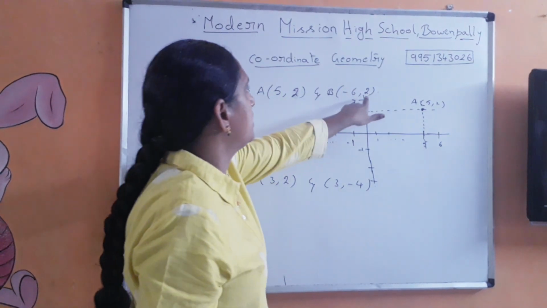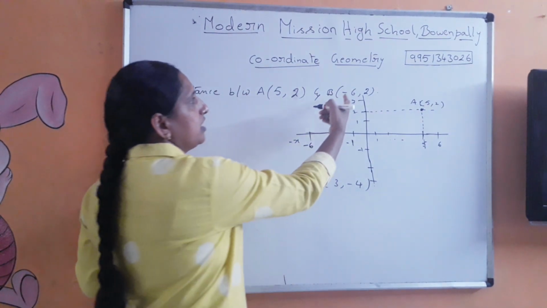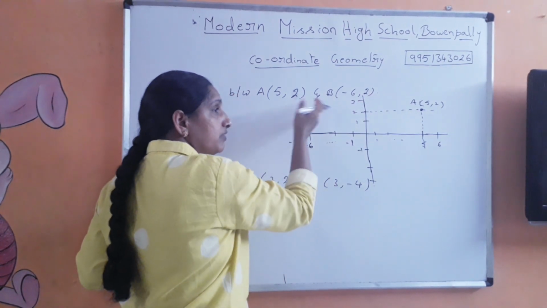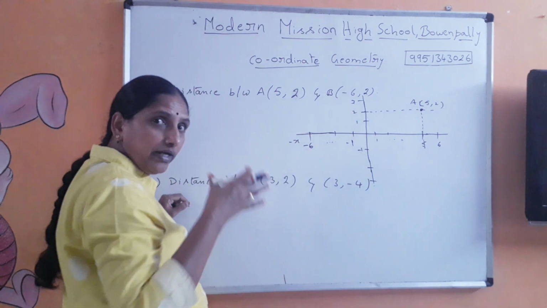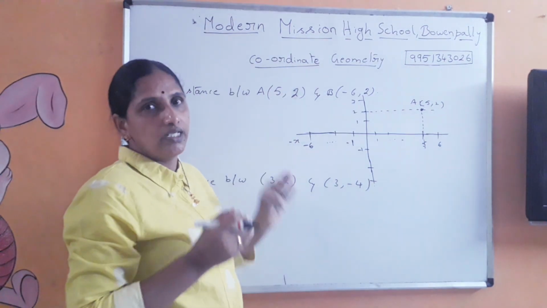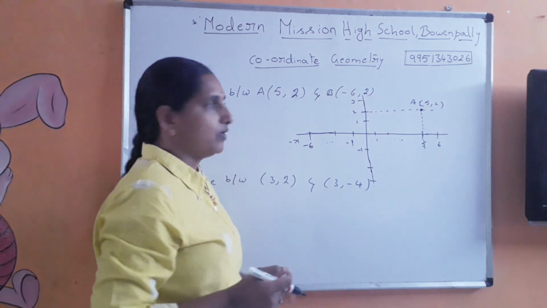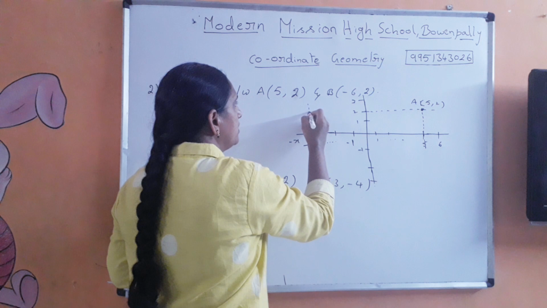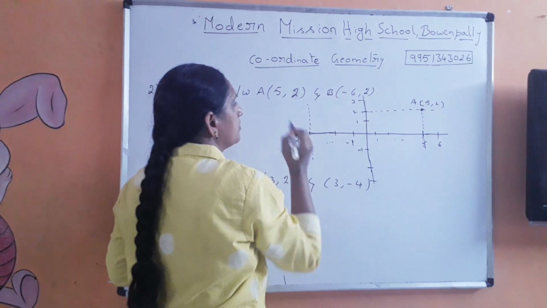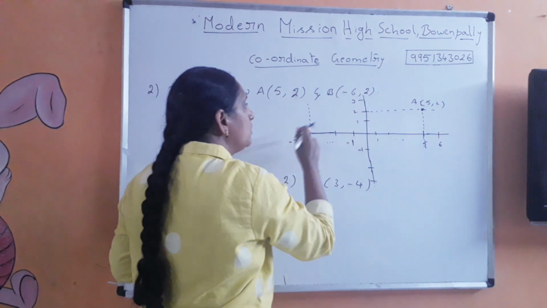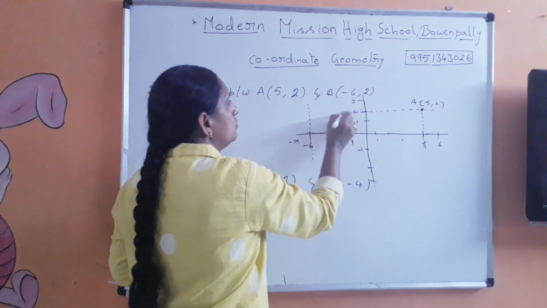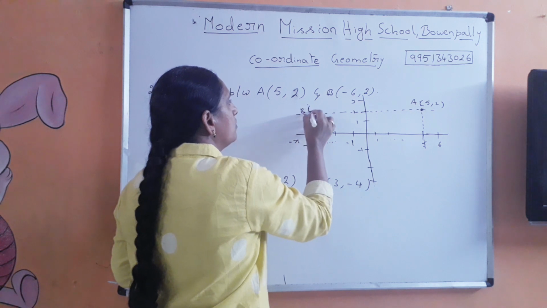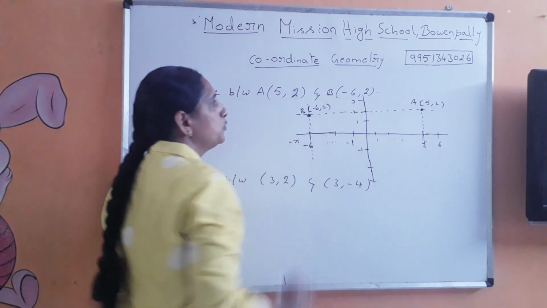Right. Now let us locate B. Where is B? Here you can see that x is negative but y is positive. When x is negative and y is positive, it comes in the second quadrant. So now draw a line parallel to the y-axis passing through minus 6 on x, and then draw a line parallel to the x-axis passing through y equal to 2. Here is the point B, minus 6 comma 2.